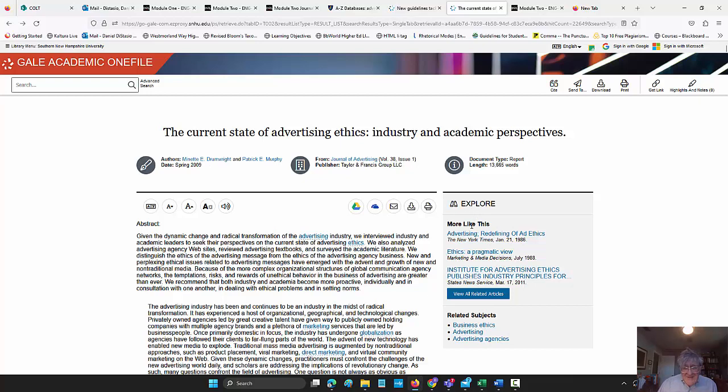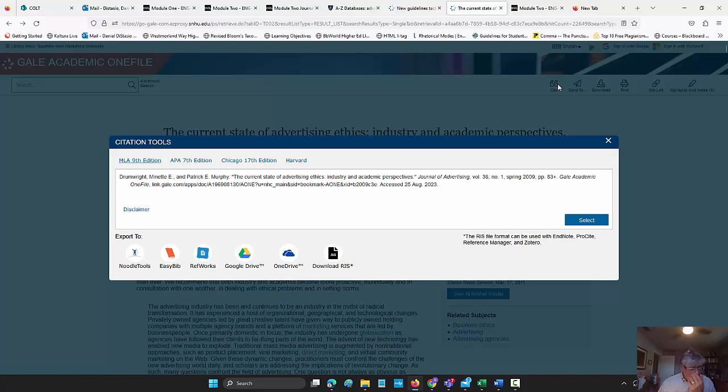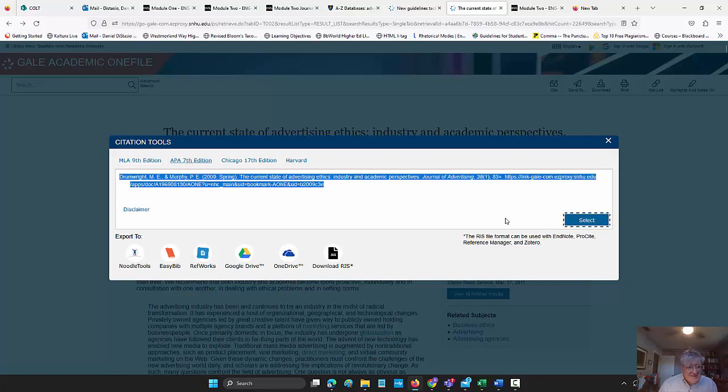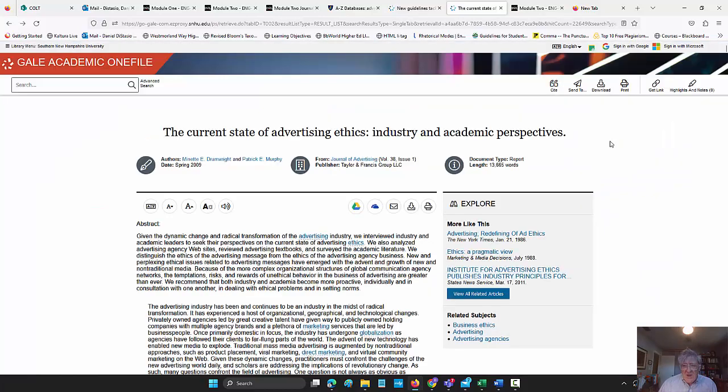Notice you can also find other similar articles here, as it says more like this and explore. Finally, I want you to note that you can use the citation tool here, and you choose whether you're using MLA or APA, and whichever it is, you can select it, it's going to copy it for you, and then you can put that in your paper.